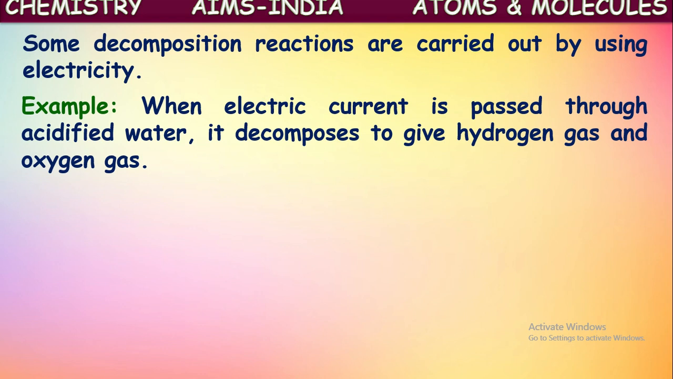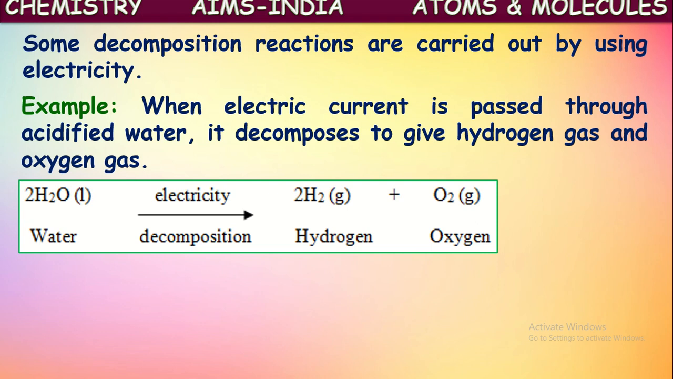Now, when electric current is passed through this acidified water, the water decomposes to form hydrogen gas and oxygen gas. So this is the equation related to this. Water, when electricity is applied, decomposes to form hydrogen gas and oxygen gas. So what's happening here? A compound splitting into two new elements in the presence of electricity. Now we can say this is a decomposition reaction.